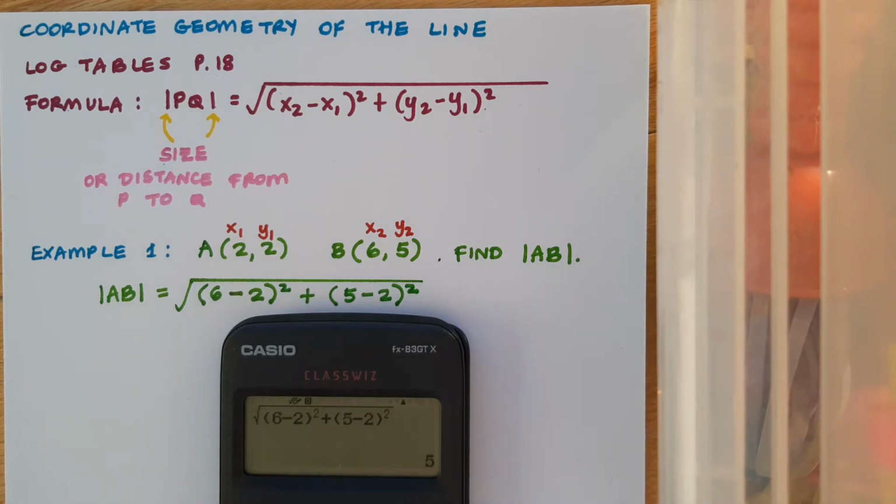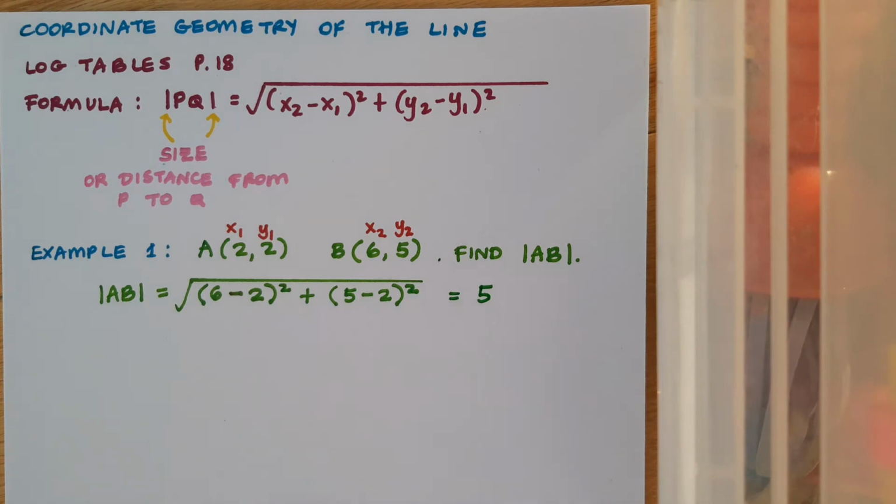And then I'll press equals, and my answer is 5. And that's the distance between A and B. So this one worked out as a nice, neat whole number of 5, but don't forget that won't always happen. It won't always come out quite as neatly as that. So let's look at a second example for what happens if we don't get a whole number answer.